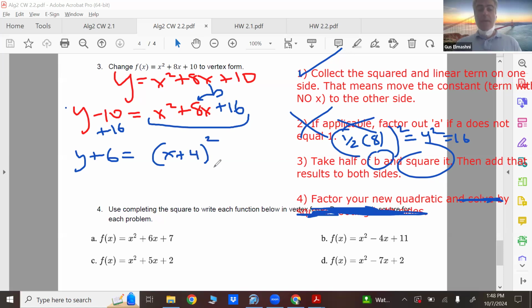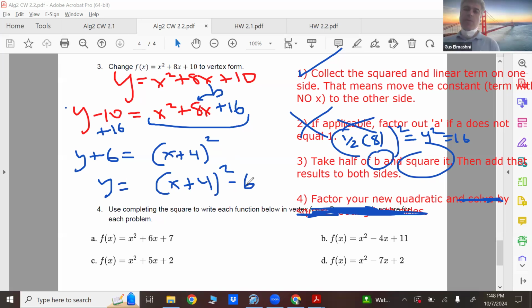And where does the 8x go? It comes back. How does it come back? If I multiply x plus 4 by itself, do I get 8x in the middle? You do, right? Because you get 4x and 4x. You do get 8x back. So it's taken care of. And then lastly, you bring the 6 over back to the other side. Guess what you just created? Vertex form.